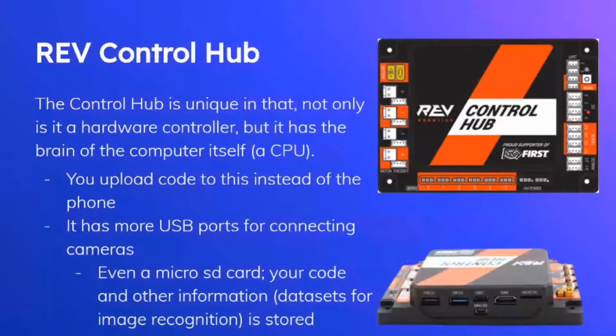Now there is another hardware interface that we'll talk about: the control hub. It's unique in that not only is it a hardware controller, but it has the brain of the computer itself, a CPU. So it's like they put the phone and the expansion hub together and turned it into one thing. And it's really cool. You upload code to this instead of the phone, and Risa can vouch for this. It's definitely a lot faster to upload code to your control hub than, say, your phone.